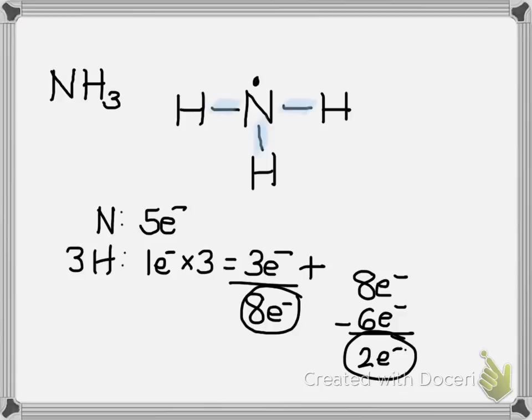I go to my central atom, and I put them on my central atom. This completes the octet of my nitrogen. Now nitrogen has 2, 4, 6, and then 8 electrons. So this is a completed Lewis structure.